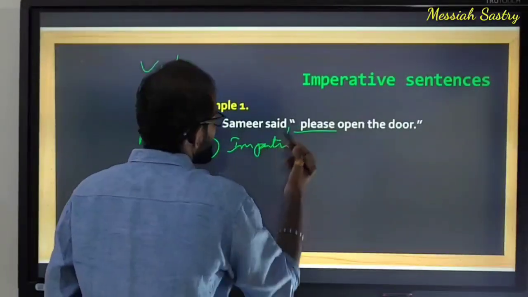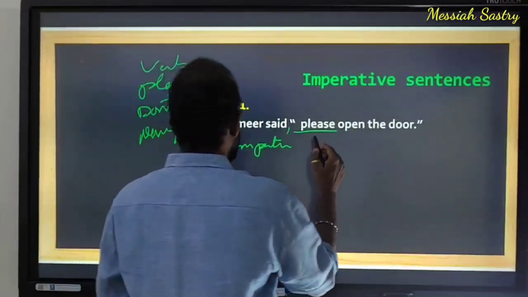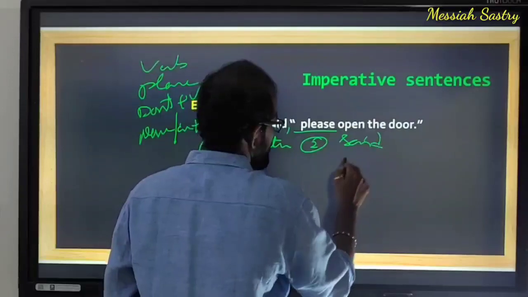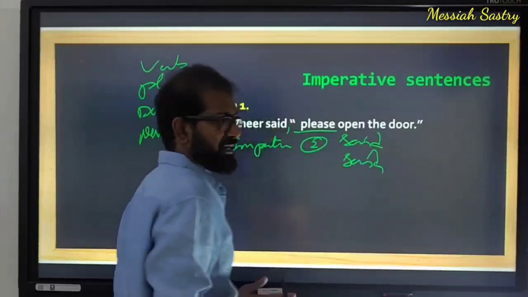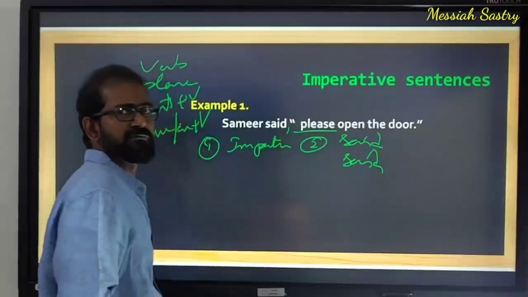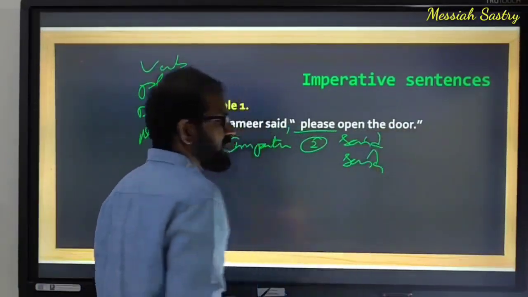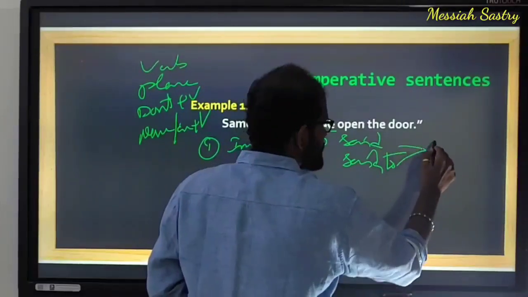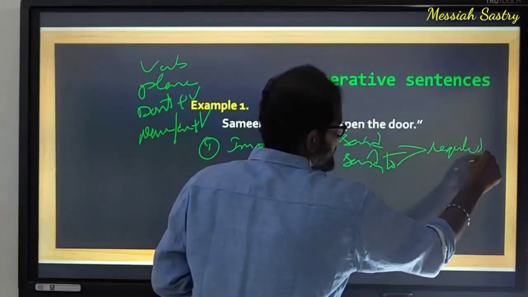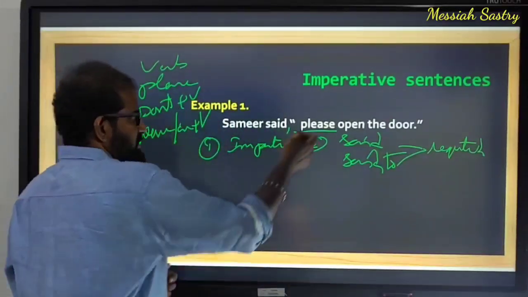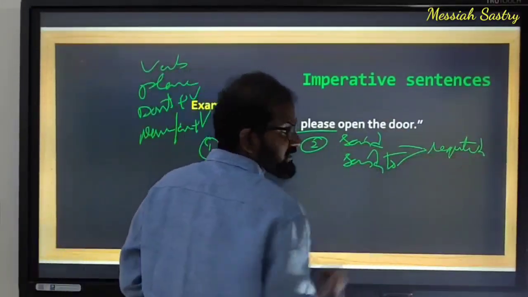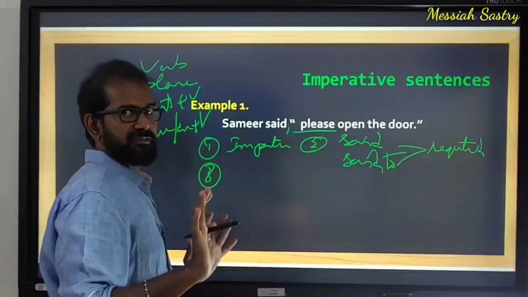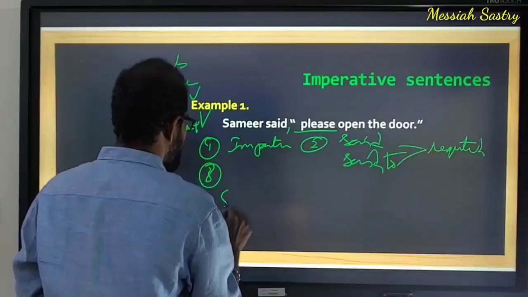If it is an imperative sentence, how do we change said or said to? Based on the sentence "Please open the door," it is a request. So said or said to changes to requested. Third point, there is no change of tense. So let's change it into indirect speech.